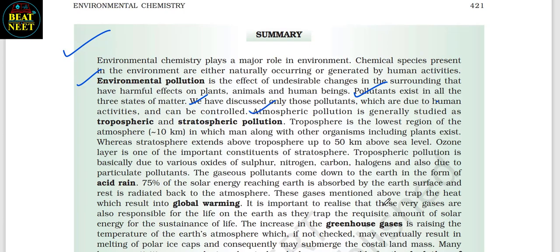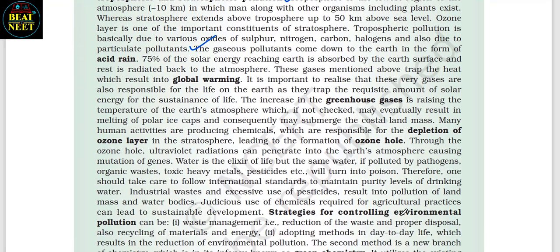Atmospheric pollution is generally studied as tropospheric and stratospheric pollution. Troposphere is the lowest region of the atmosphere in which man along with other organisms including plants exist, whereas stratosphere extends above troposphere up to 50 km above sea level. Ozone layer is one of the most important constituents of stratosphere. Tropospheric pollution is basically due to various oxides of sulfur, nitrogen, carbon, halogens, and also due to particulate pollutants. The gaseous pollutants come down to the earth in the form of acid rain.